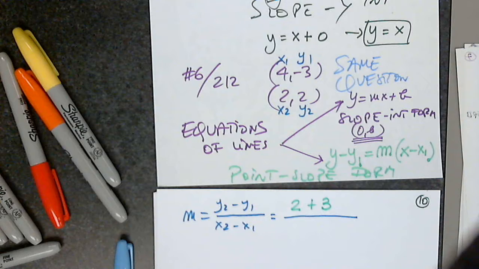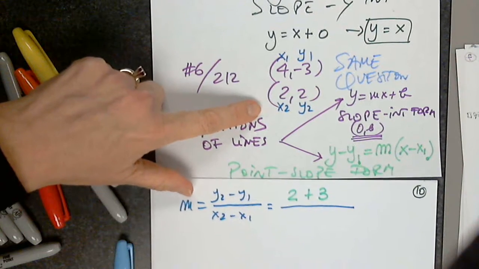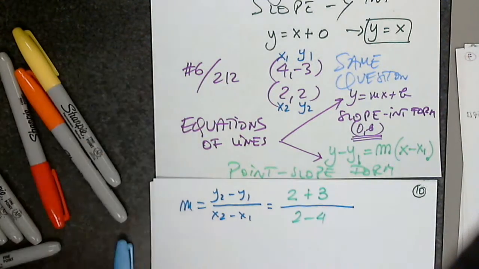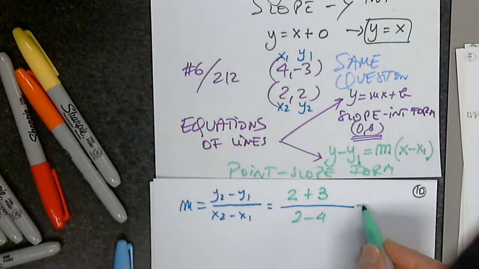We agree with the top? Everyone? Good. Can anyone dictate the denominator? 2 minus 4. That's it. Now that we calculate the top.